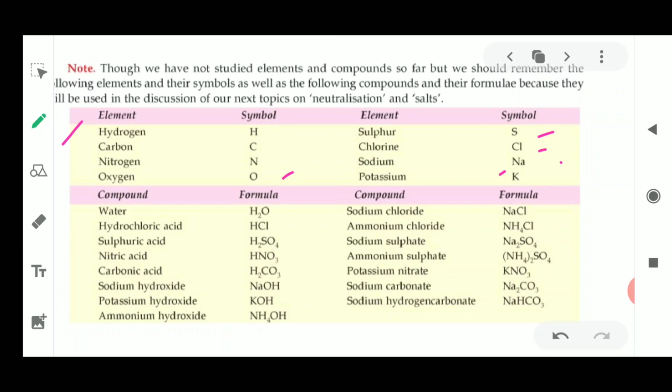Using these symbols we write formulas. As in maths, for example, when you have to find out the area of any rectangle or triangle, you are using some symbols in it, isn't it? For example, you use L for length and B for breadth. Then if you multiply length into breadth, it becomes the area of the rectangle.